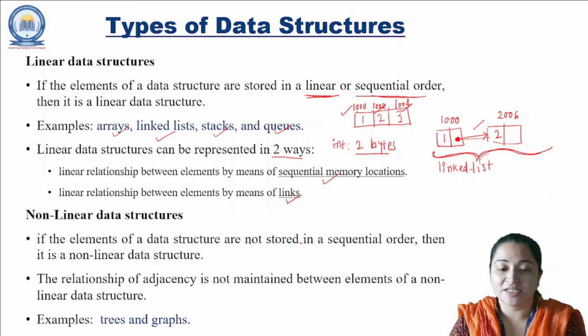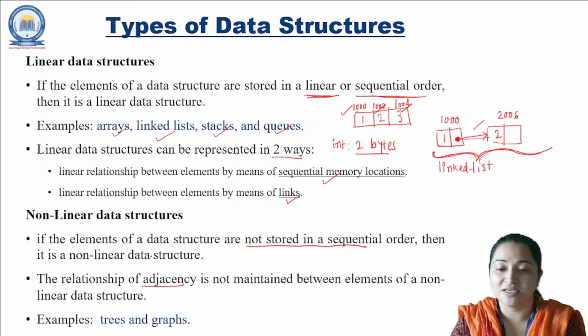Let's see nonlinear data structures now. If the elements of a data structure are not stored in a sequential order, then it is a nonlinear data structure. So in this, elements are not stored sequentially. The relationship of adjacency is not maintained between elements of a nonlinear data structure.